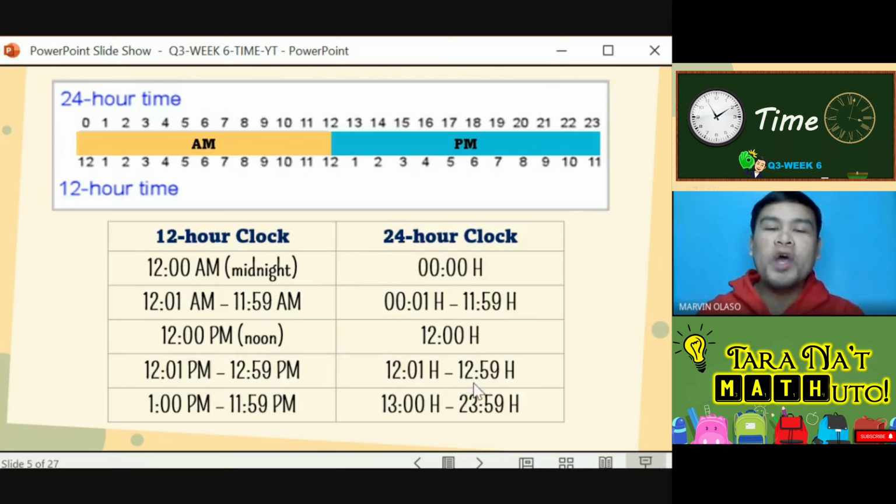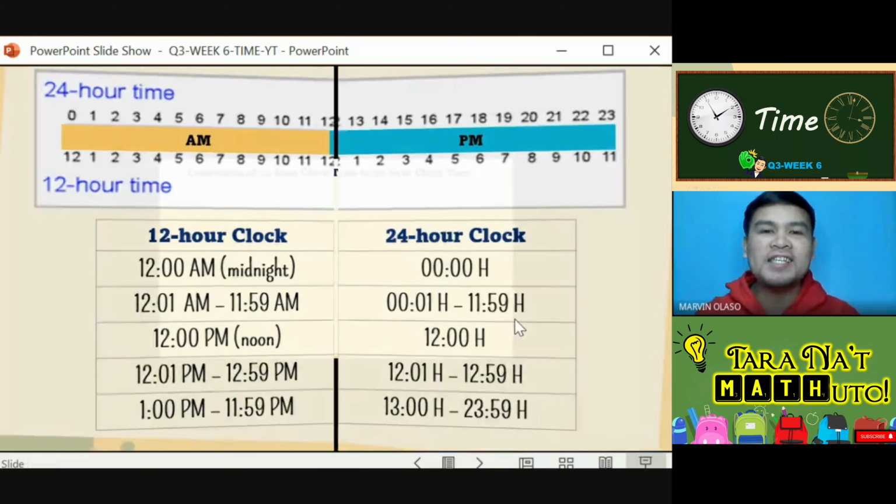up to 1259 hours. And starting from 1 PM, 1 o'clock PM up to 11:59 PM, ayan na yung medyo nagbago. Yan ay nagsisimula na sa 24-hour clock as 1300 hours up to 2359 hours. Ayan. To give you more ideas on how to convert 12-hour clock format to 24-hour clock format and vice versa, let's proceed now to the next slide.